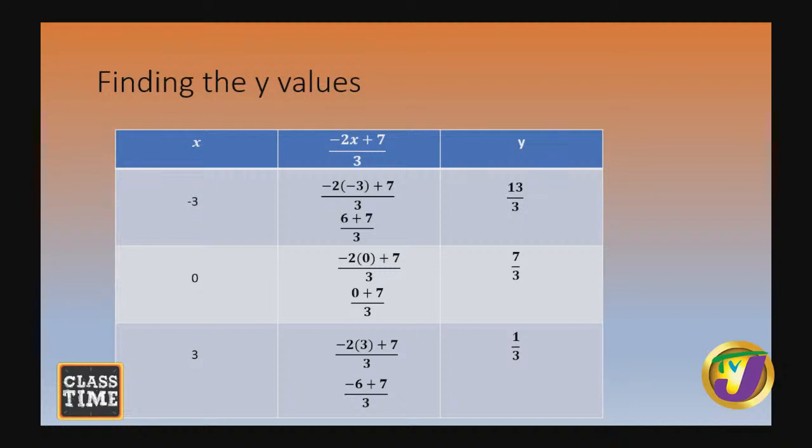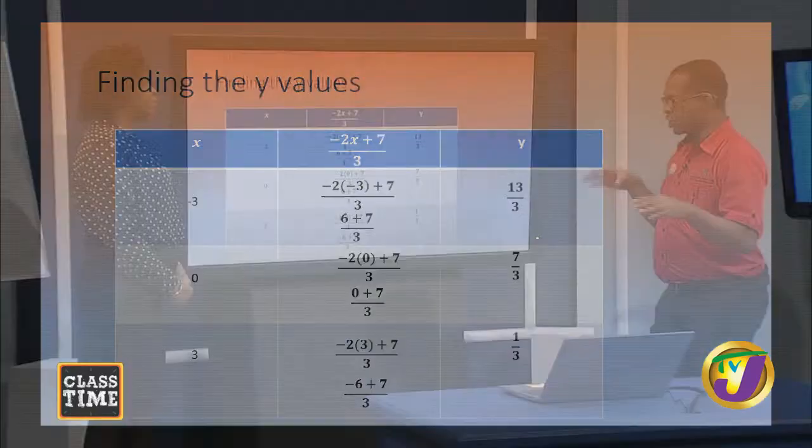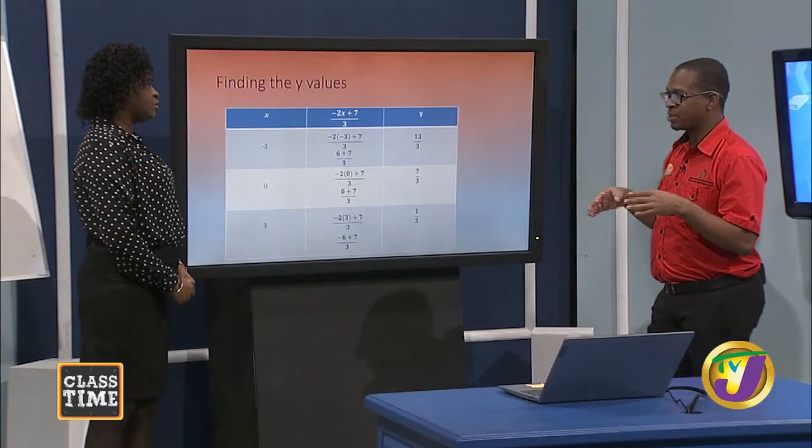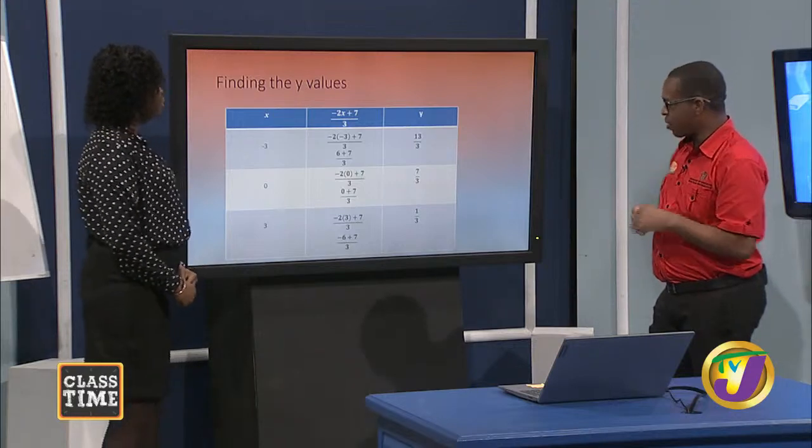How do we decide which numbers to use for x values to substitute? Does it matter? Most times it really doesn't matter, because what we are trying to do is just to get a line. And we just need the ordered pair for x and y. Once we have a number of them, we have enough points to sketch our line, to plot our line.